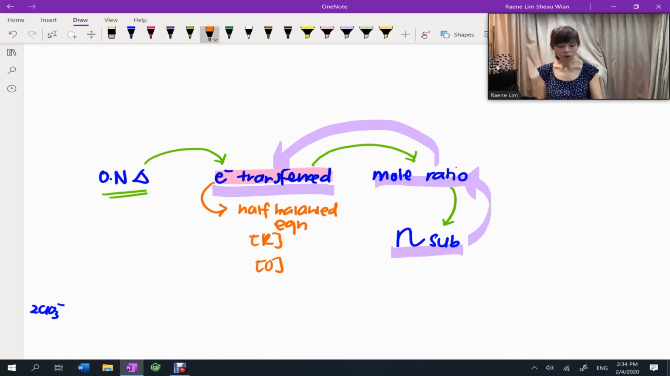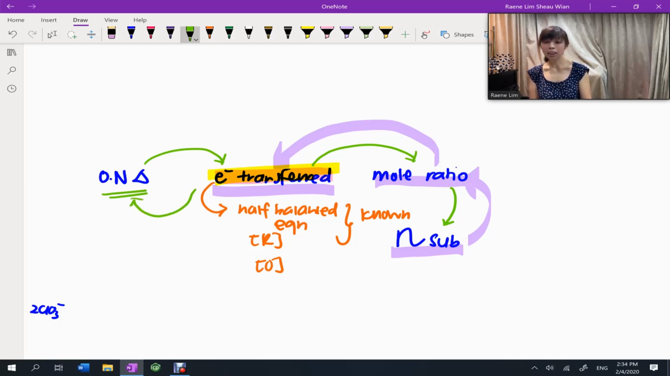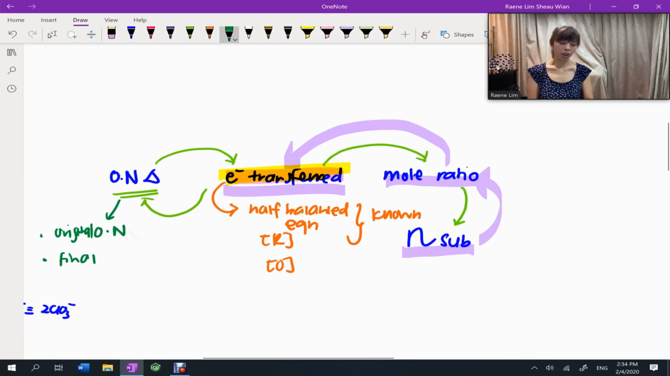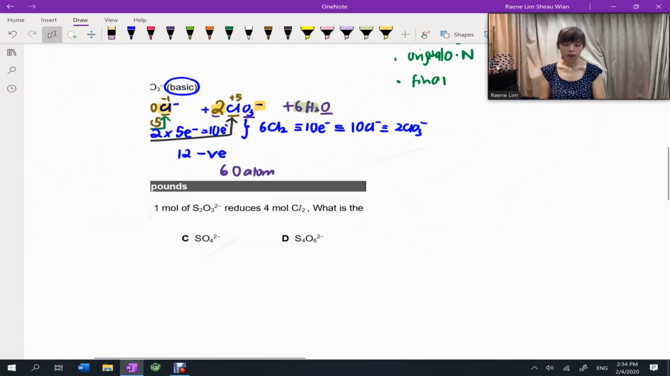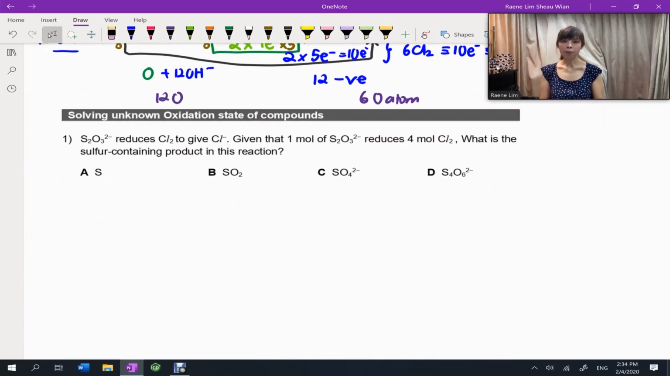Now this is coming from your known species, a species that you know, not the unknown, okay? Then from there, you are going to work out the electrons. Using the electrons, you are going to work out the oxidation number change per atom. And therefore, you need either the original or the final oxidation number to solve your question. So it is really working backwards. So instead of balancing straight away, we are actually getting the mole ratio first, okay?